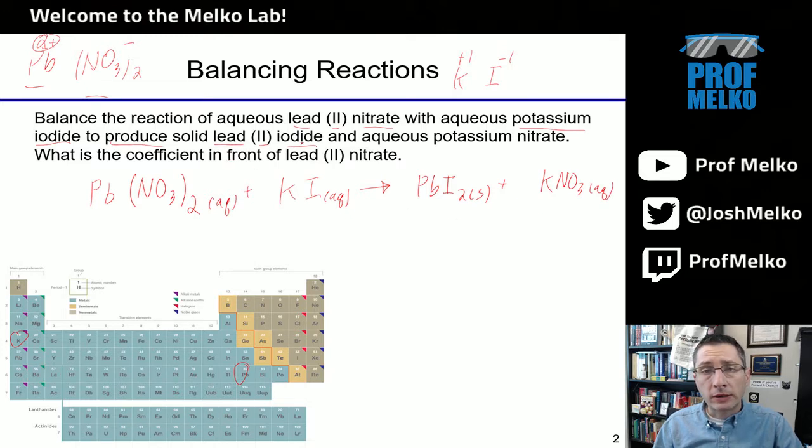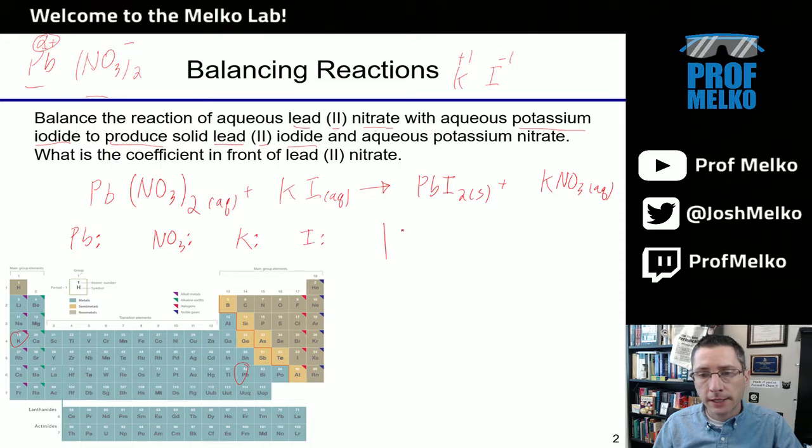Great. So now I have everything written. I can go through and balance. At the end, I'm going to answer what is the coefficient in front of lead 2 nitrate. So again, separate left from right here. I want to balance lead. I want to balance nitrates, right? These polyatomics, if they appear on both sides, I'm going to treat them as a singular unit. So there's nitrate on the left, nitrate on the right. I'm going to treat that as a whole nitrate unit. You can separate it out, it's just easier to do it as one whole unit.